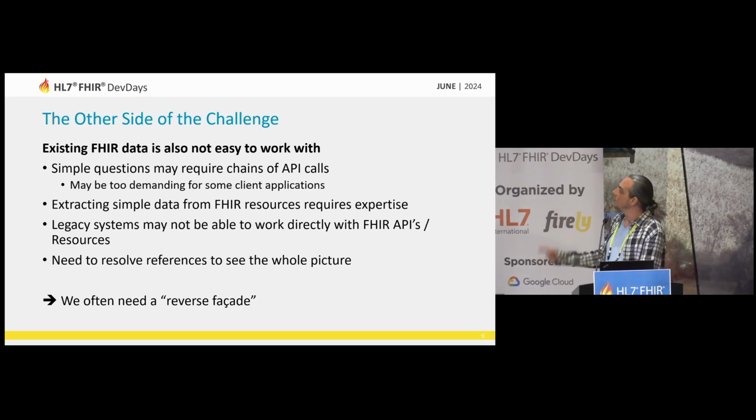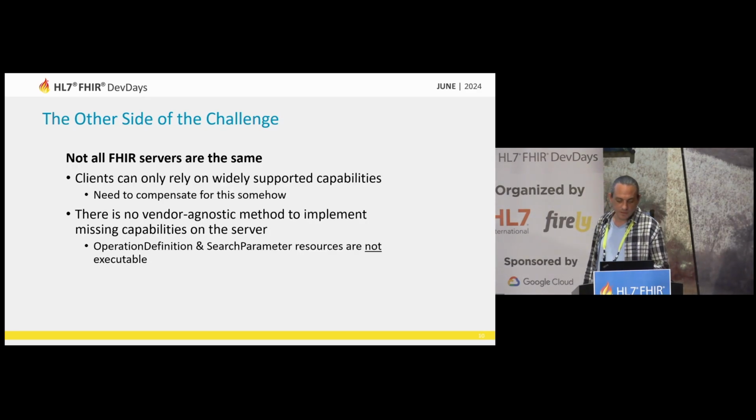So it's a concept I use, reverse facade. This is something we find could be very useful, to have a reverse facade for those systems to continue seeing the data as they are used to, and not really needing to dive into being FHIR experts. And also, not all FHIR servers are the same. So if you want to be interoperable as a client, you better rely only on the widely supported capabilities, and you need to compensate for that somehow.